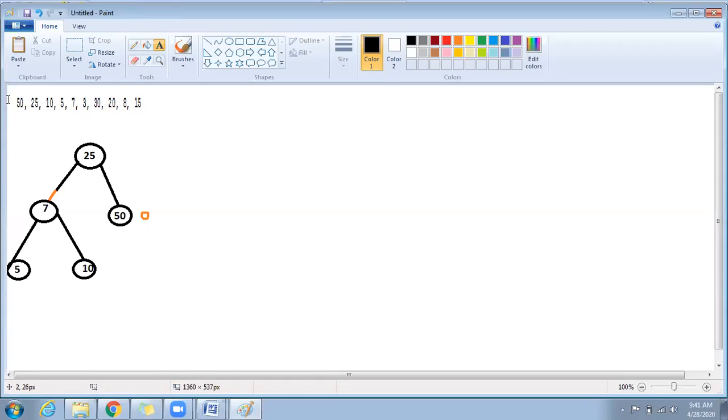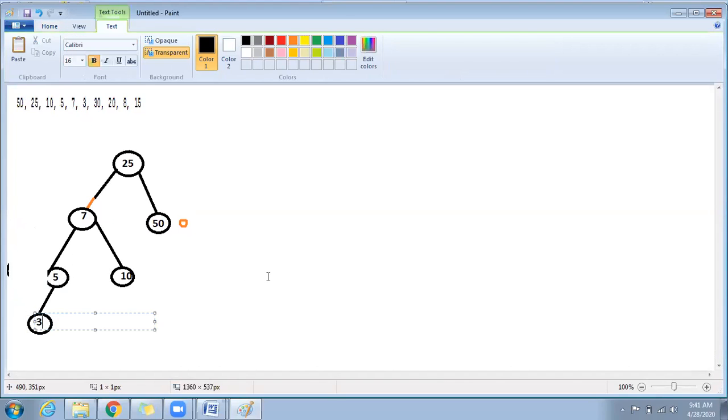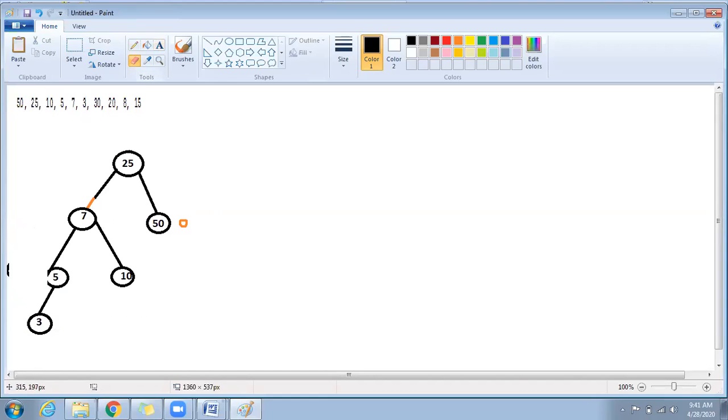3. So 50 is done, 25, 10, 5, 7, everything is done. So 3. Where I should insert 3? Left of 5, right? So I have to insert 3. Just check any violation at any node. 3 I am inserting. Any violation in any other node? So which is the node violating our property?